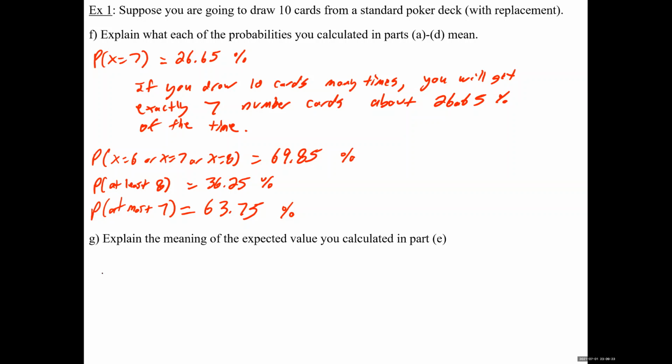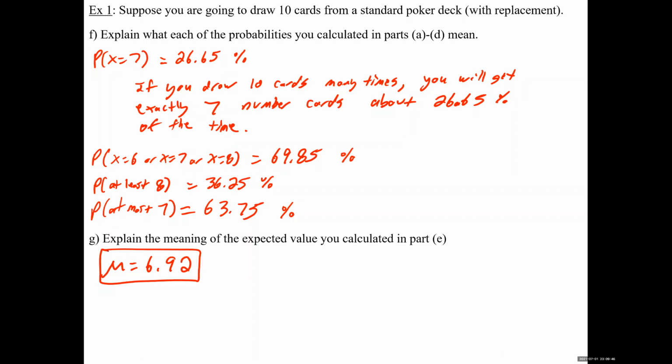Now the expected value was 6.92. I'm not going to ever ask you to explain the meaning of the standard deviation or the variance, but I will ask you to explain the meaning of the expected value. We did that in 6.1, but how does that work in the binomial section? Again, it sounds a little bit weird, but let me say it. Expected value is calculated from probabilities.